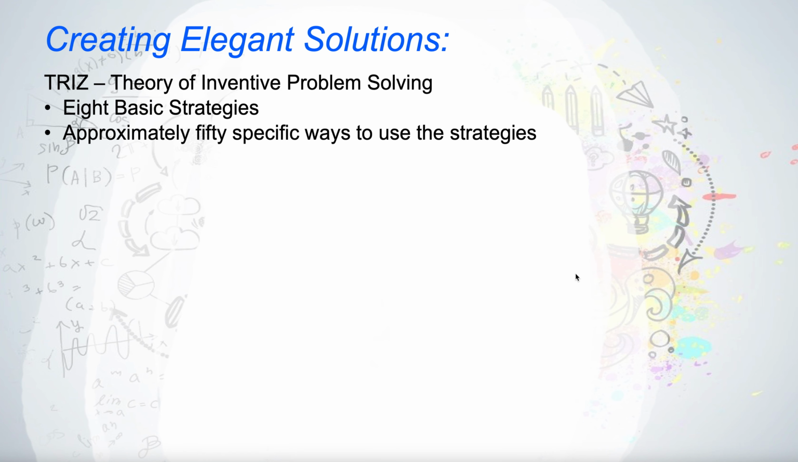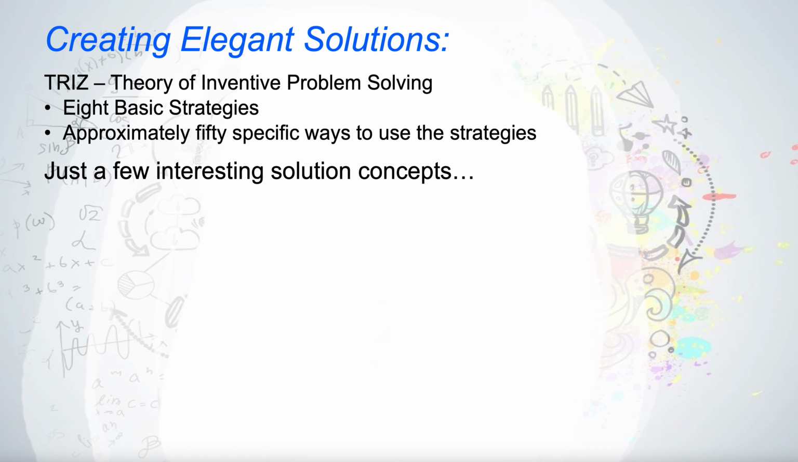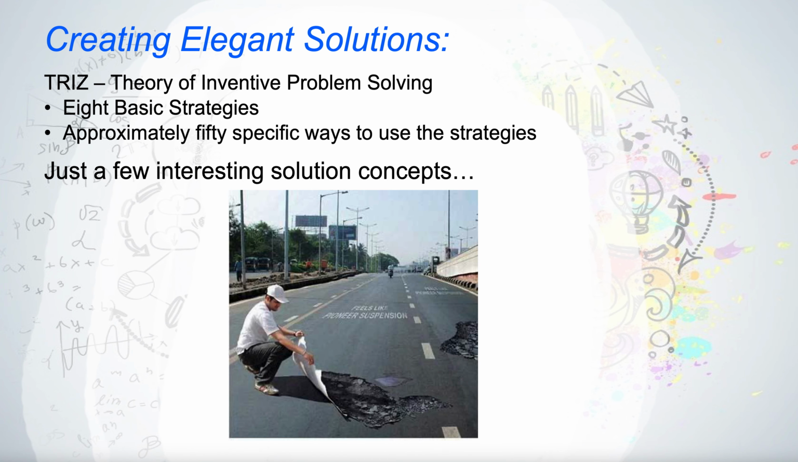The elegant solutions that we refer to come from the use of TRIZ, the theory of inventive problem solving, which essentially has 8 basic strategies, and we use about 50 specific ways to use the strategies. A few interesting concepts. People will not slow down to protect each other, but maybe they will if they think, emphasis on think, there is a pothole in the road.